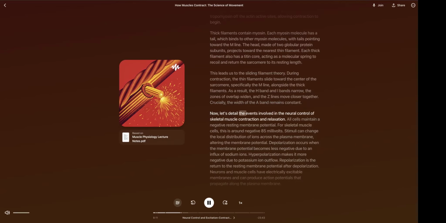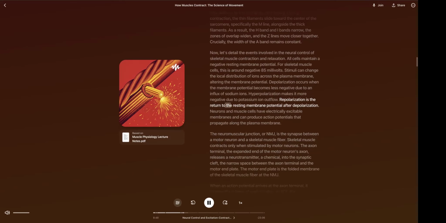Now let's detail the events involved in the neural control of skeletal muscle contraction and relaxation. All cells maintain a negative resting membrane potential. For skeletal muscle cells, this is around negative 85 millivolts. Stimuli can change the local distribution of ions across the plasma membrane, altering the membrane potential. Depolarization occurs when the membrane potential becomes less negative due to an influx of sodium ions. Hyperpolarization makes it more negative due to potassium ion outflow. Repolarization is the return to the resting membrane potential after depolarization.